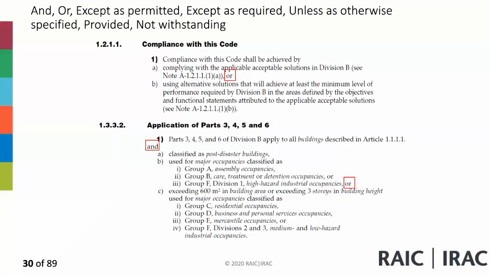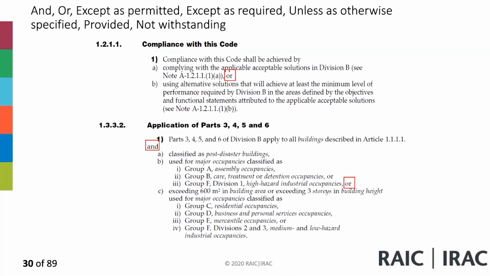Another part of the fundamentals for people reading the building code and applying and interpreting it: sometimes things are not black and white with the building code. Sometimes it's in grays. But most of the time the language of the code is as you read it, and you have to watch out for some important words. I've listed them: the ands, the ors, except as permitted, except as required, unless otherwise specified, provided, notwithstanding. And I'm going to give you examples to make sure we all understand them.